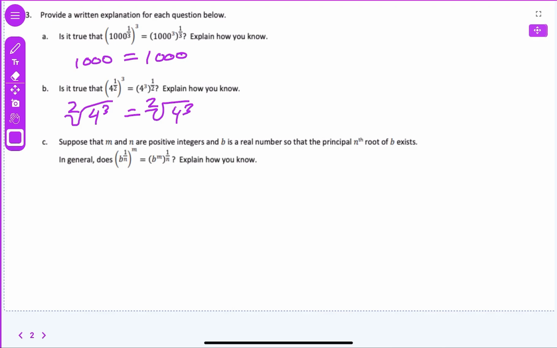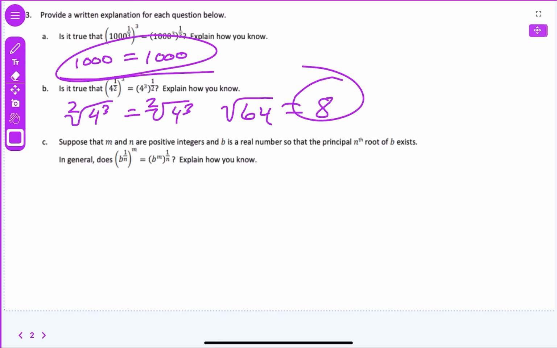So what's 4 to the third? 4 times 4 is 16 times 4 is 64? Is that right? Oh, well, we can do that. Both of those are going to equal 8. Better check this. Yeah, both of those are going to equal 8. So that is true. Those are true statements.